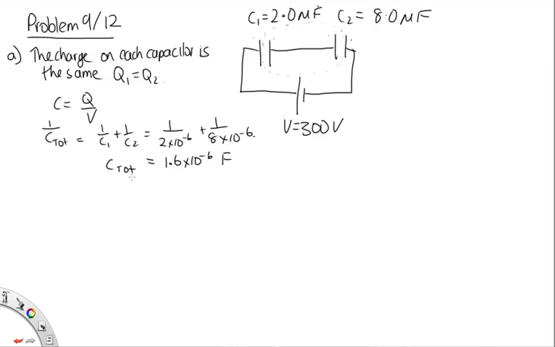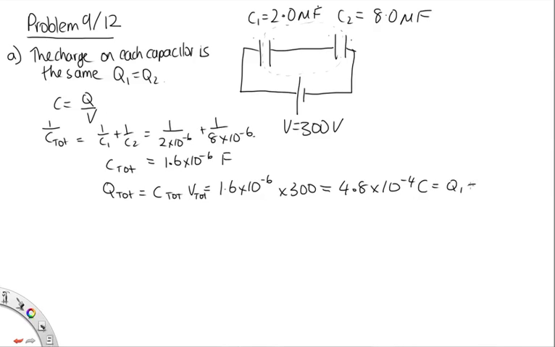Okay, so now we can get the total charge. Q total is equal to C total V, which is 1.6 times 10 to the minus 6. This is the total V as well, times 300. And so that is equal to 4.8 times 10 to the minus 4 coulombs, and that is equal to Q1 and Q2. So we've now got the charge on each of these capacitors.